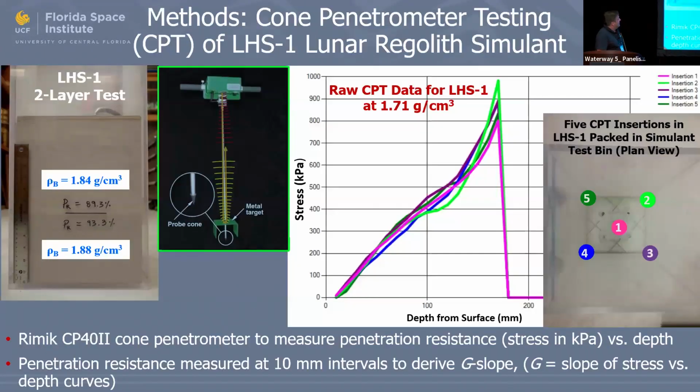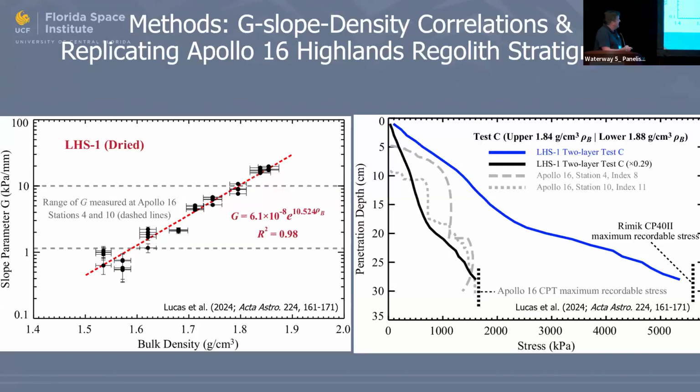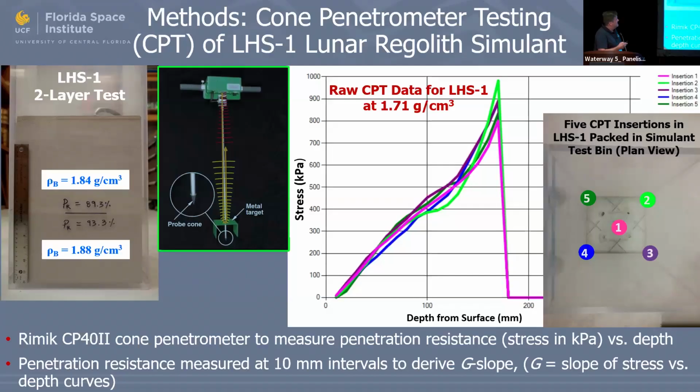So, some methods now. We used a RIMIC CP40 cone penetrometer, and this method's based on the failure mechanism associated with wedge penetration through dense soils. On the left, you can see a small scale test that replicated two-layer stratigraphy that was measured in situ at the Apollo 16 landing site. A dense layer here, but an even denser layer at about 20 centimeters depth.